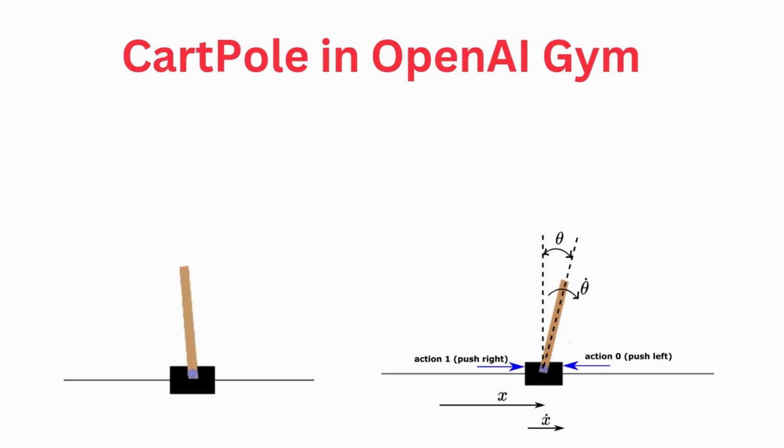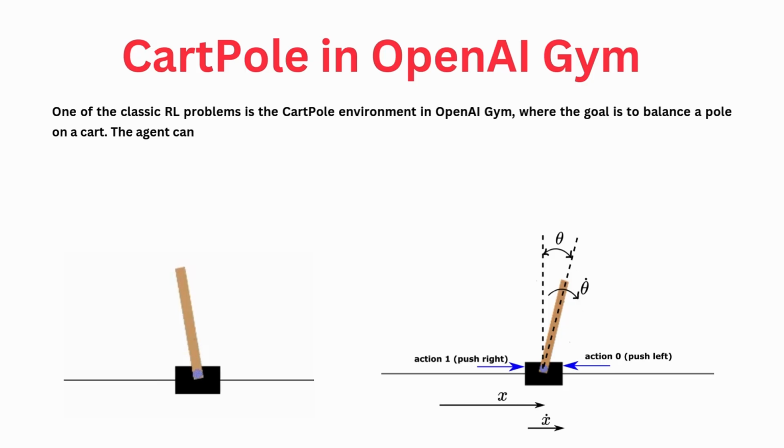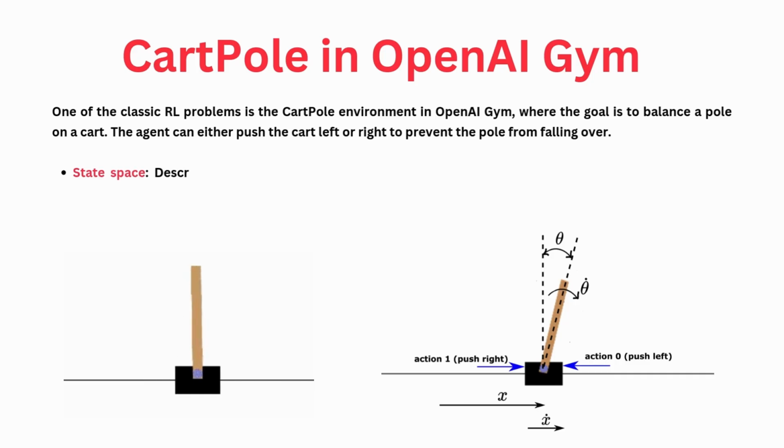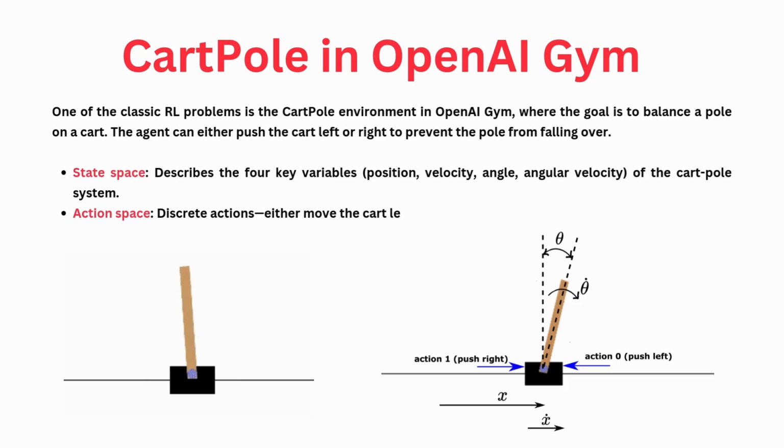CartPole in OpenAI Gym. One of the classic reinforcement learning problems is the CartPole environment in the OpenAI Gym, where the goal is to balance a pole on a cart. The agent can either push the cart left or right to prevent the pole from falling over. State space describes the four key variables: position, velocity, angle, and angular velocity of the cart-pole system. Action space: either move the cart left or right. Reward: the agent earns 1 point for each step the pole remains balanced.